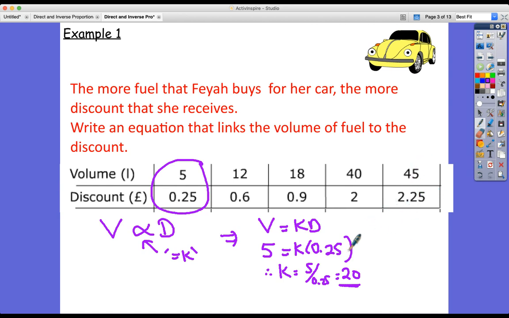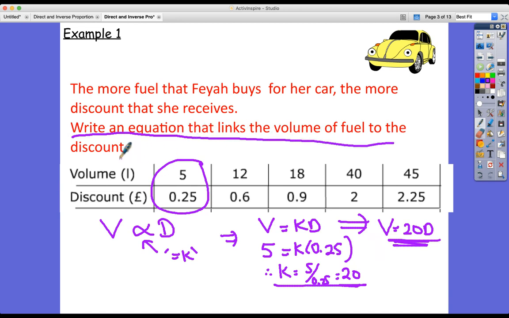So now that we've found out what K is, we can rewrite this as V equals 20D. So that's what they asked us to do in the question: write an equation that links the volume of fuel to the discount. Basically, the volume is 20 times bigger than the discount. We did it through that method.